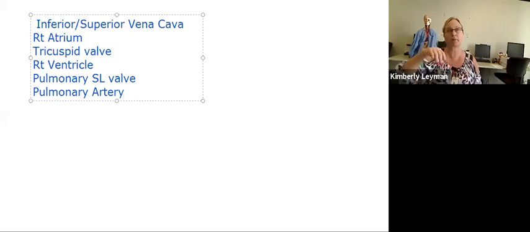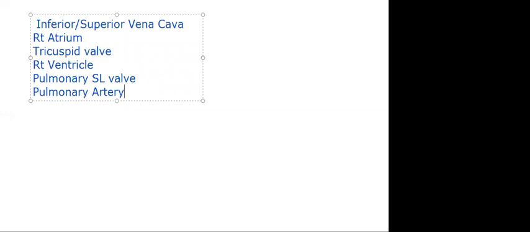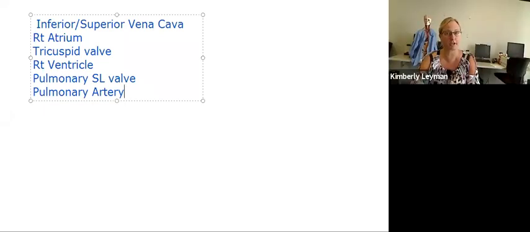Now again, remember that pulmonary SL valve is there to prevent blood after it goes into the pulmonary artery. That semilunar valve is going to snap shut and is going to prevent blood from going back into the right ventricle. Unless you have an incompetent valve, right? Exactly. So the incompetent valve isn't doing its job and it'll allow some backflow.